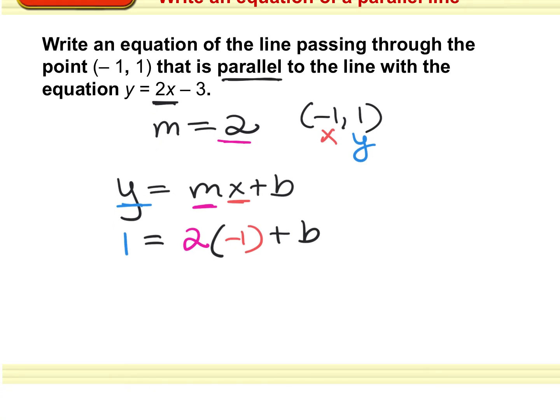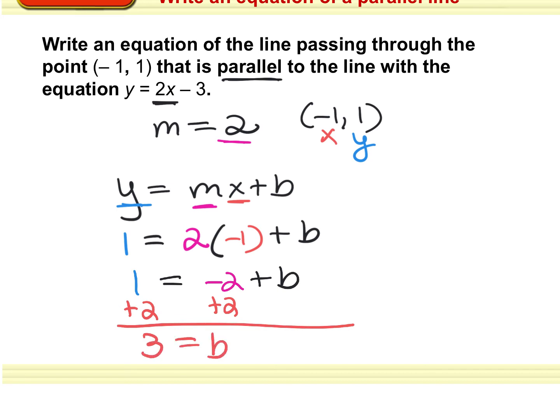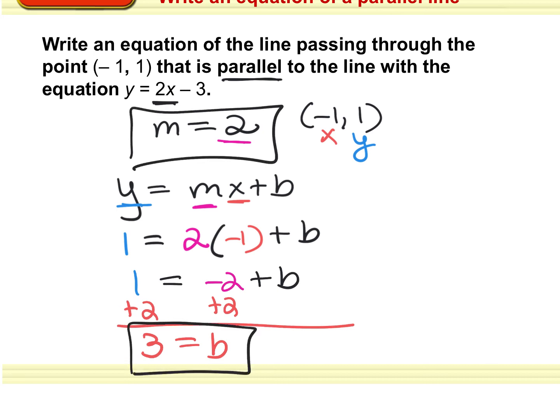So I'm going to multiply. And I get -2 plus b. And now I need to move the 2 to the other side. And my y-intercept is going to be 3. Now I'm going to take the slope and the b and put it back into this. And now I leave the x and the y alone. So the y stays. Take out the m, put in 2. Take out the b and put 3.